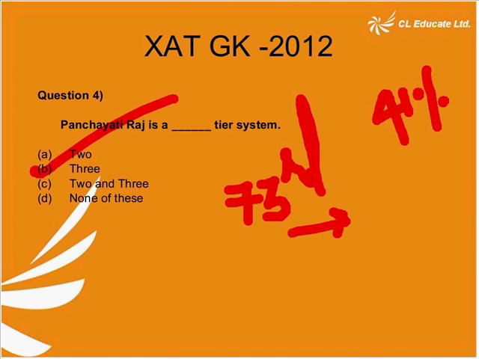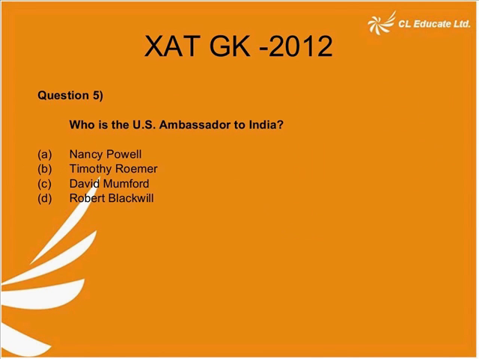So the correct answer is 3, and 41% people have answered. I would say it's very bad to see a lot of you getting a wrong answer in such a small, easy question. Still, you have a lot of chances further. Let's move further. Who is the US ambassador to India? Right now, who is the US ambassador to India? Nancy Powell, Timothy Romer, David Mumford, Robert Blackwell. 20 seconds to answer.